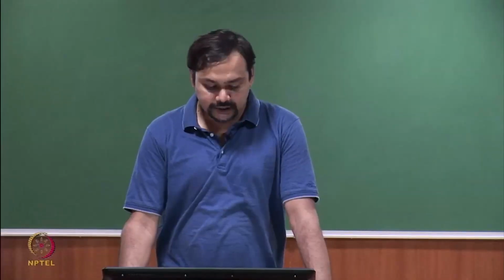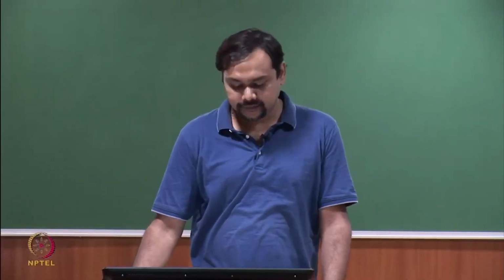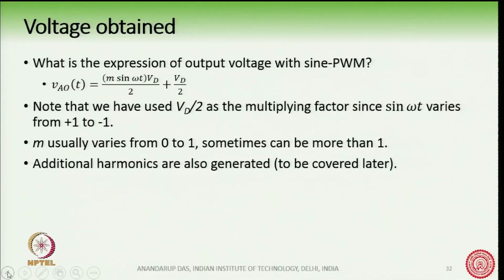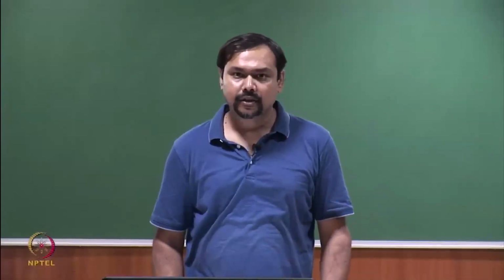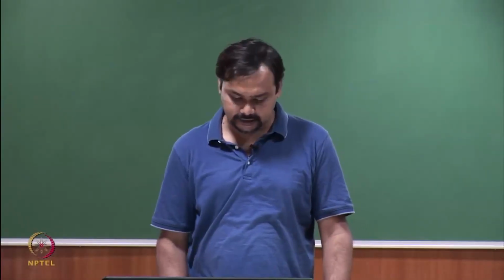So, in the half bridge, what is the expression of output voltage? It is given by this formula present here. VAO(t) is m sin omega t into Vd by 2 plus Vd by 2. Now, this factor Vd by 2 is because we have taken the reference point of the pole voltage as the lower side or negative pole of the DC bus.